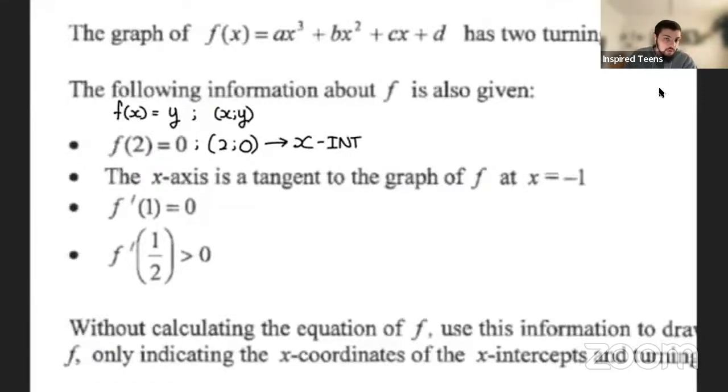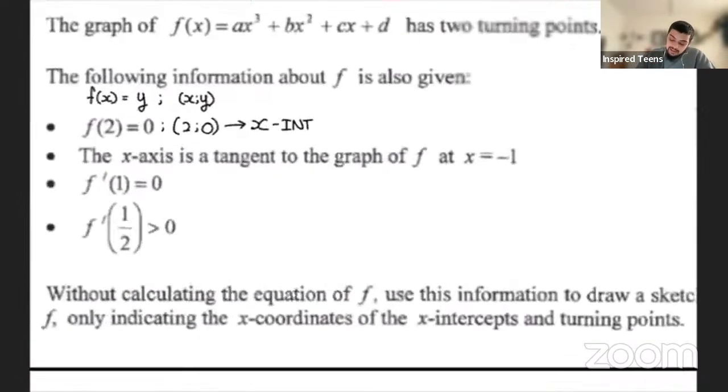So the following information about this is given. f of 2 is equal to 0. That creates the coordinates 2 and 0, which is telling us that the x-intercept is 2. Let's look at the next piece of information that's given. They tell us the x-axis is a tangent to the graph of f at x is equal to -1.